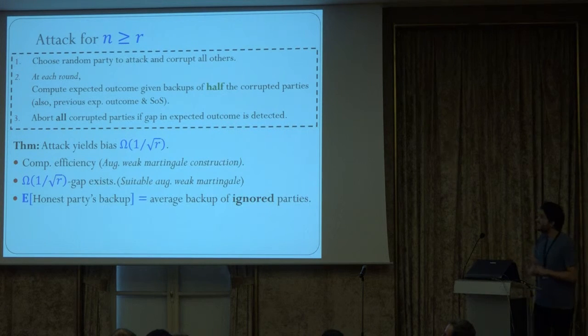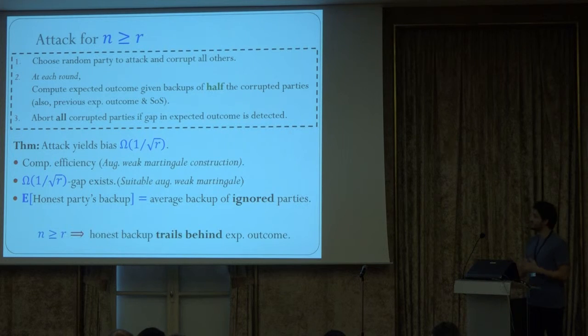Then, because the honest party, for all intents and purposes, is just a random element in the ignored set, we can deduce that the expectation of its backup is just the average backup of the ignored set. And now, because we have more parties than we have rounds, by concentration, we can show that the honest party's backup trails behind the expected outcome. So I'm hand-waving some things right now, but I hope this is honest enough.